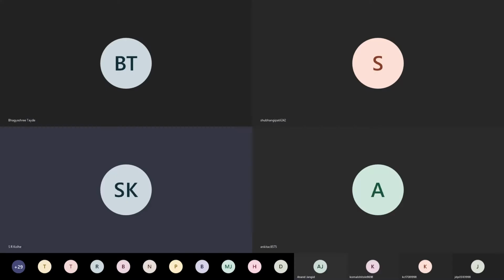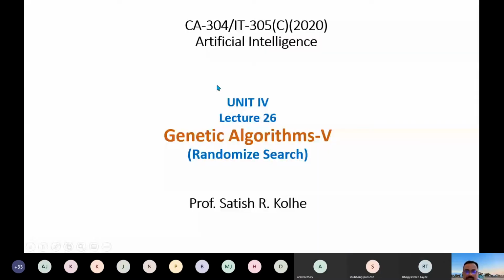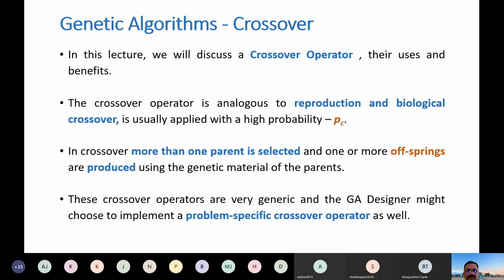We will continue our discussion now on genetic algorithms. Today will be the last lecture on genetic algorithm. That is part 5, lecture number 26 for this CA 304 and IT 305 C course. Before going further, we will discuss what we have discussed in the last class.